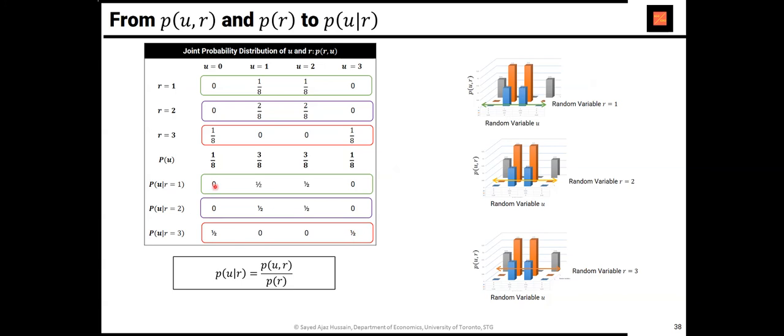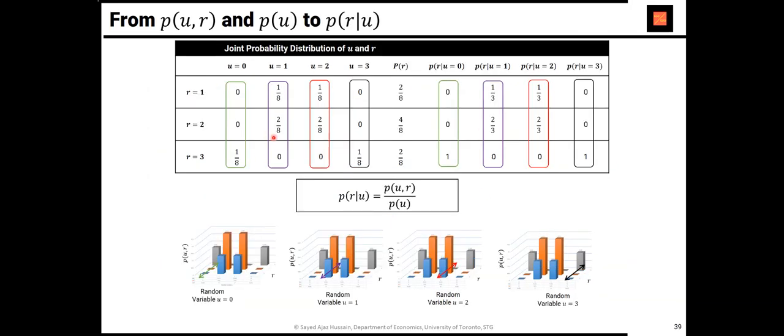So in their own right, these are literally conditional distributions: the probability of u given that r is equal to 1, the probability of u given r is equal to 2, the probability of u given r is equal to 3.